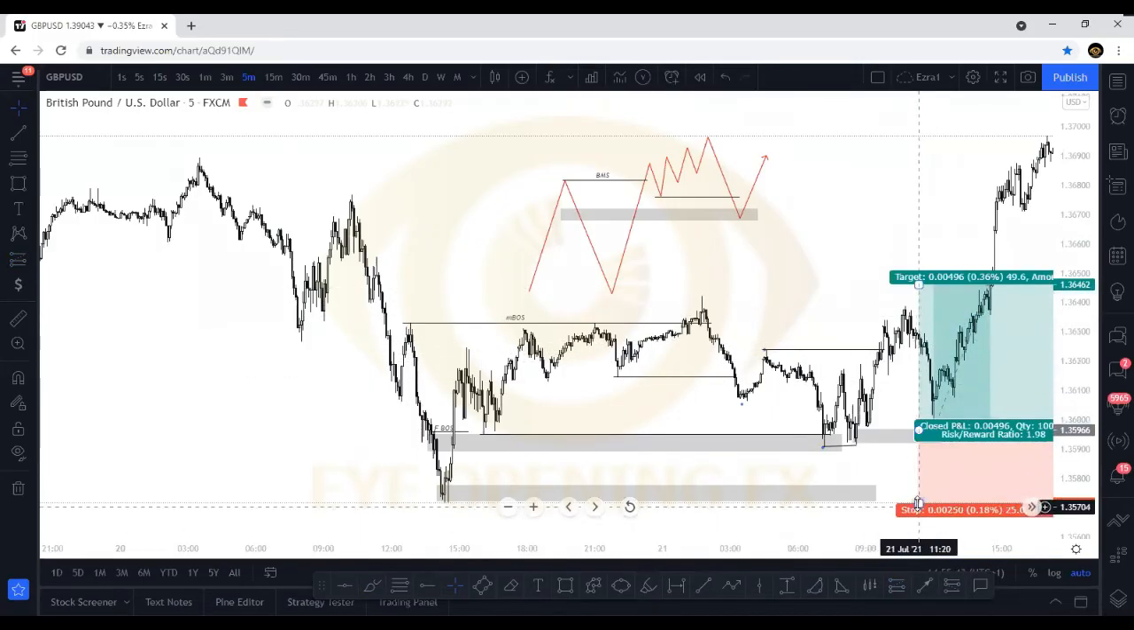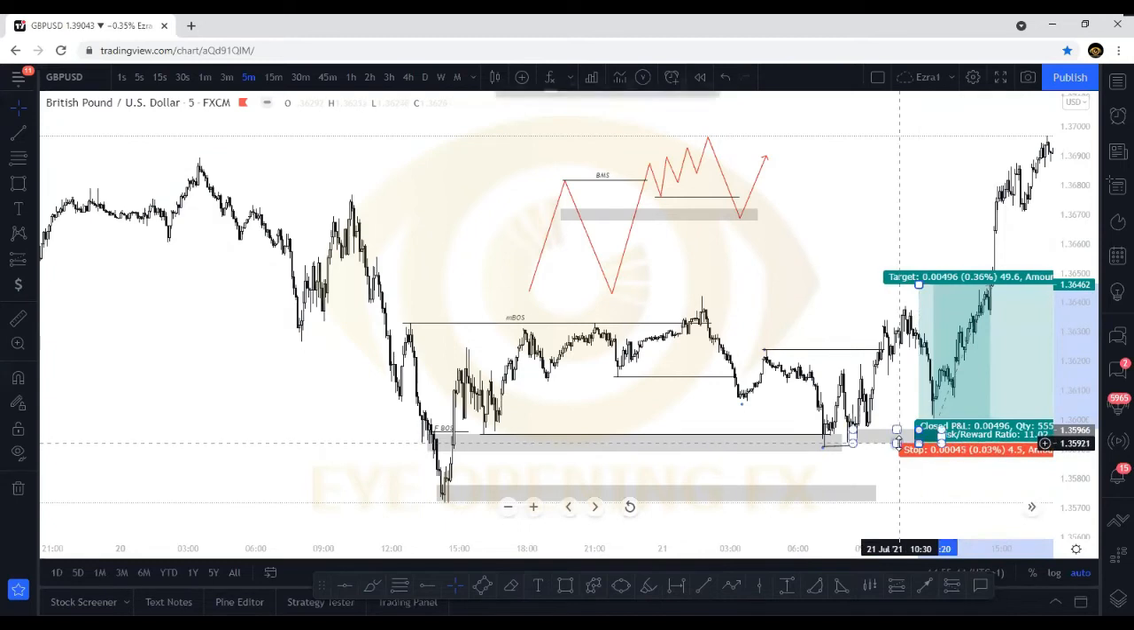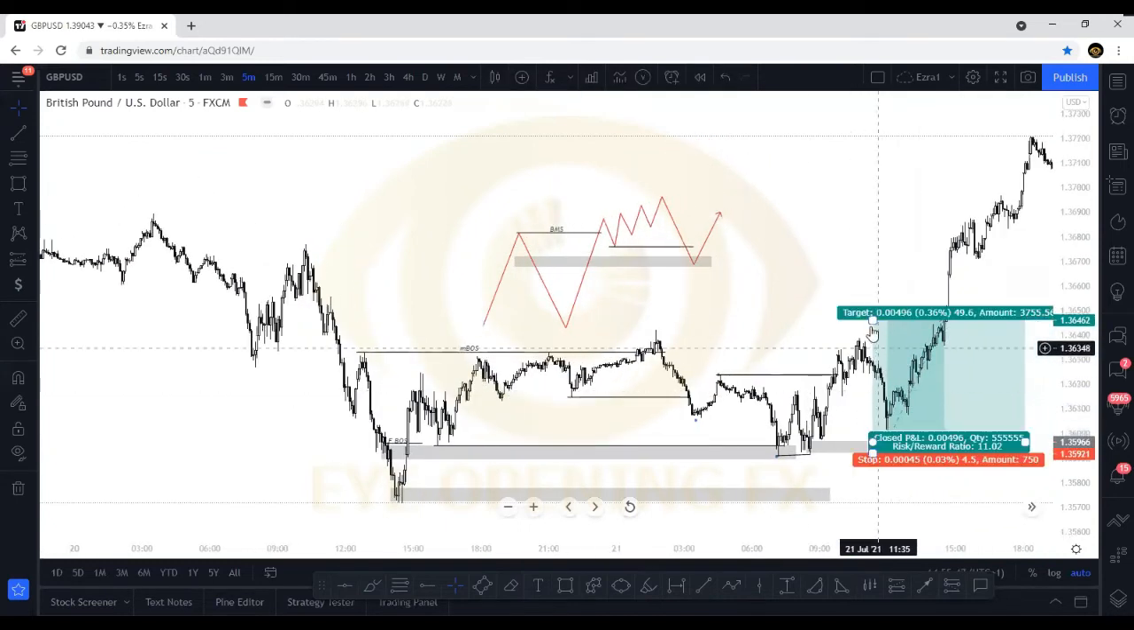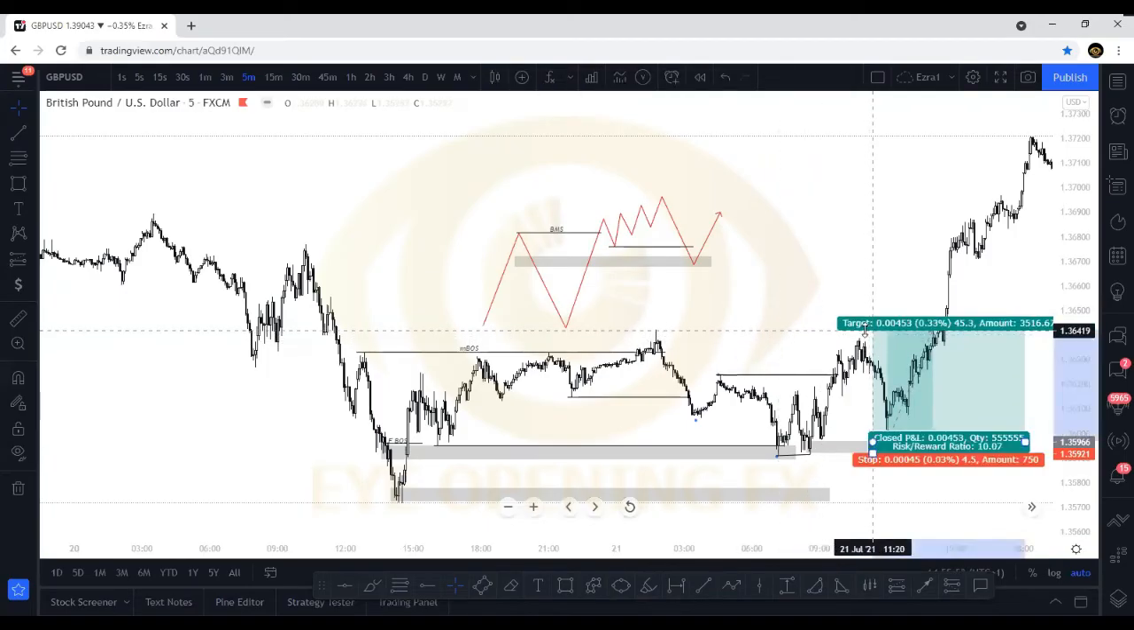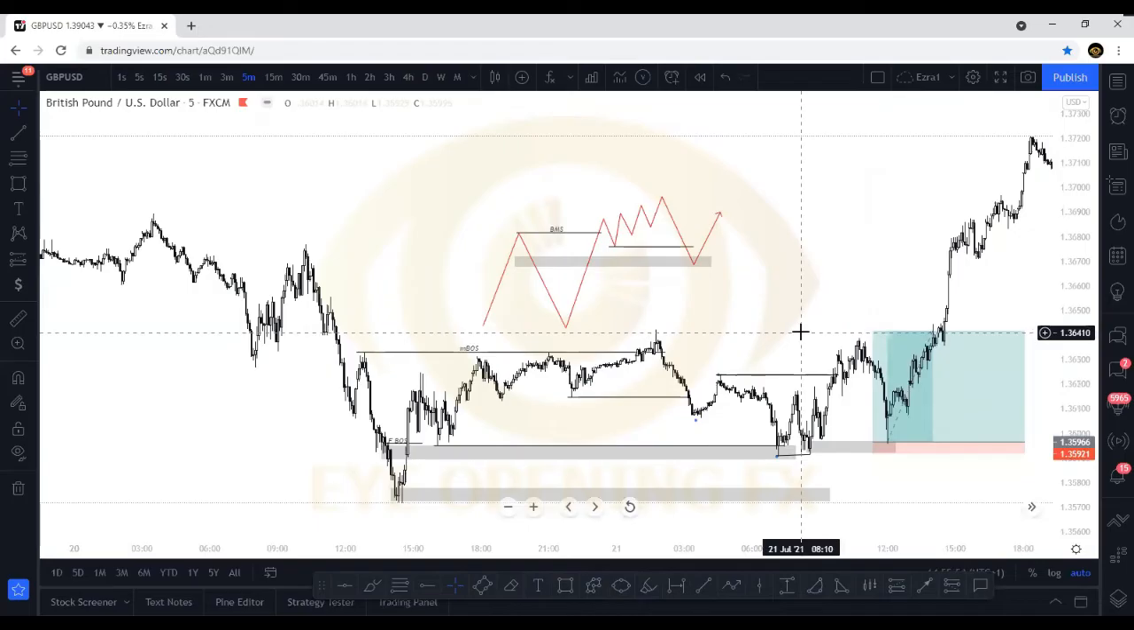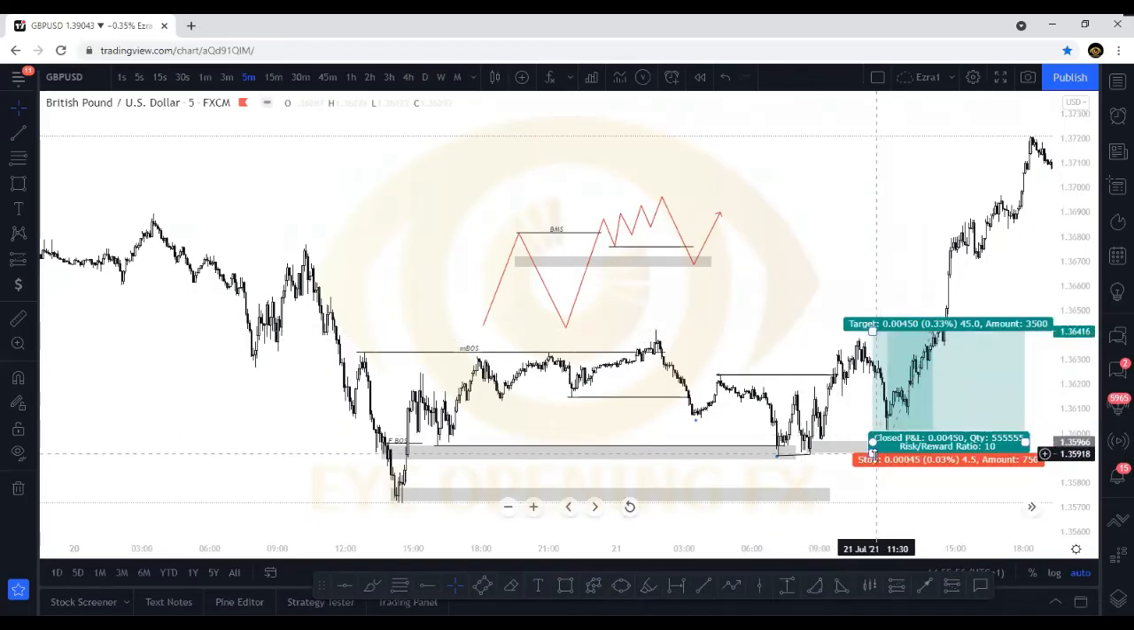You join this buy from this area. As a scalper or as a day trader, your target should not pass this high. So this is where you take profit.